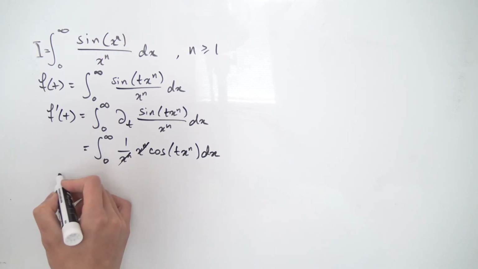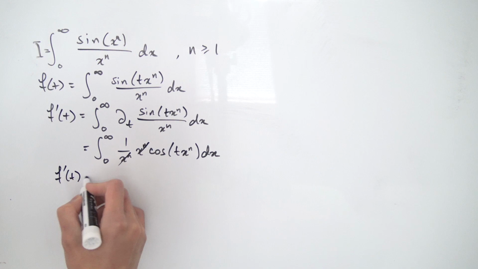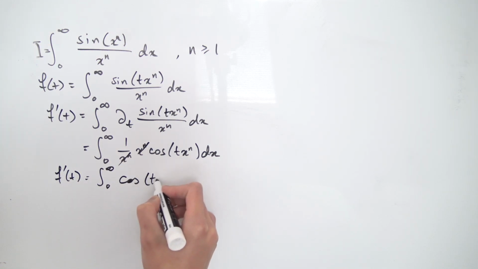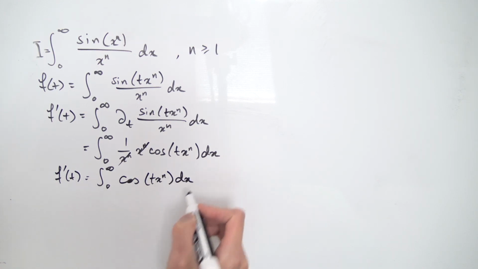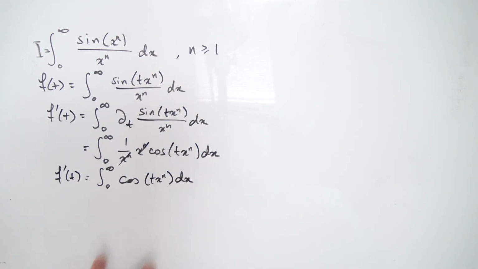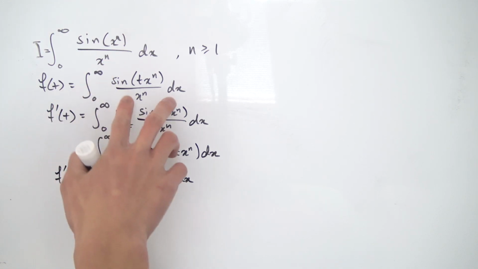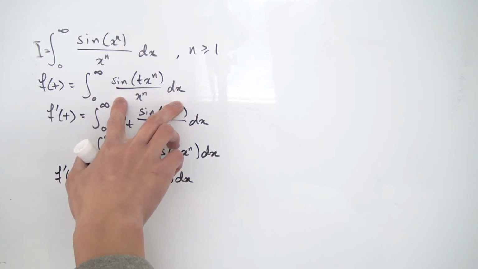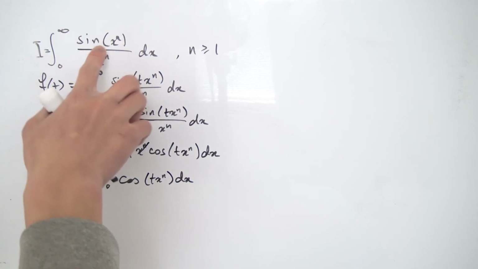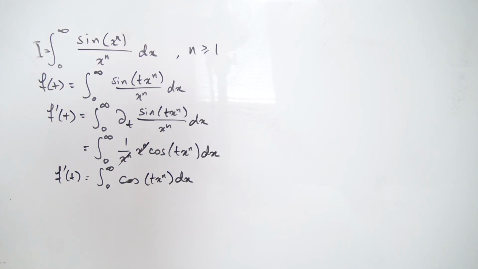So now we're just left with f'(t) equal to the integral from 0 to infinity of cos(t x^n) dx. In fact, this integral is a lot nicer to evaluate using complex analysis than what we had at the very start, so this integral is what we're going to focus on now. I should mention one more thing: this integral f(t) is not the same thing as what we had at the beginning, which we called I. I'm calling that integral I, just so we know what we're solving later on.